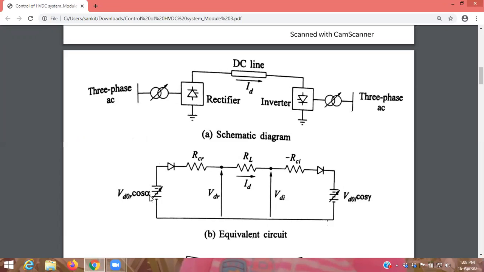And second is to keep alpha constant and vary this VD0R, which is proportional to the phase voltage, that is, vary the tap changing of the transformer while keeping alpha constant. Similarly here also, keep gamma constant and let the tap changing of the inverter terminal converter transformer change. Then this VD0 can change. And when this VD0 changes, this VDI changes, or when VD0R changes, this VDR changes, the power flow will change through this line.